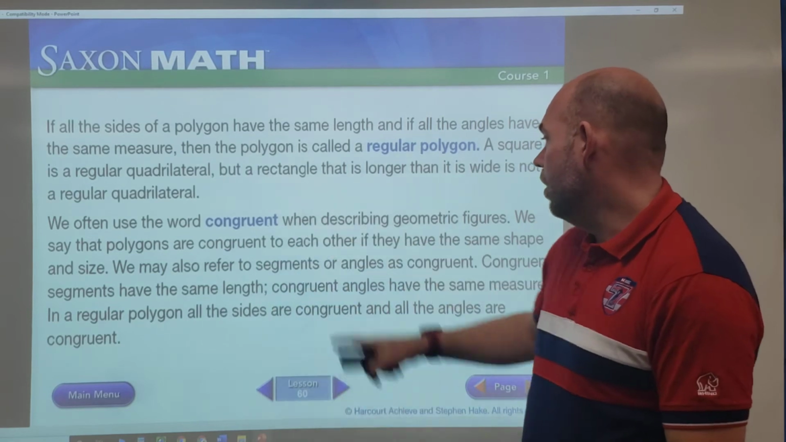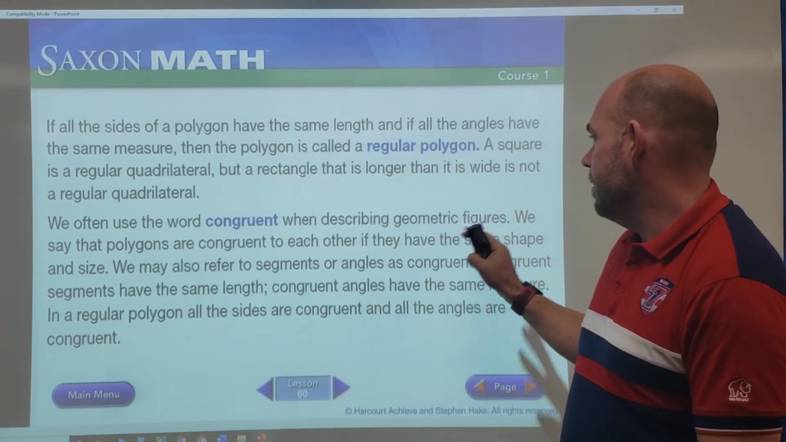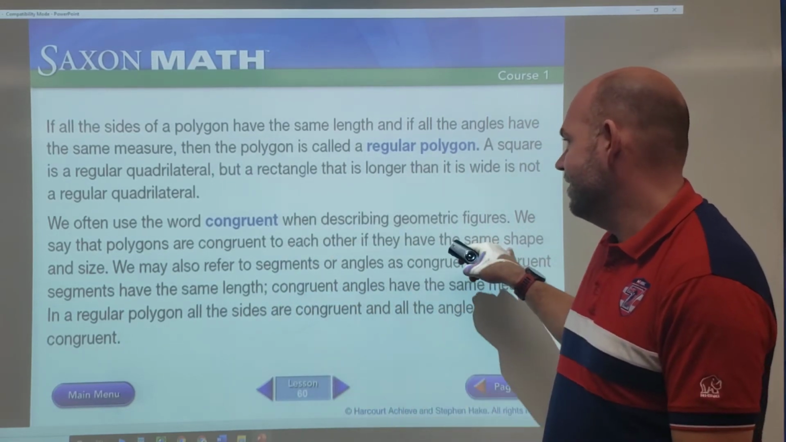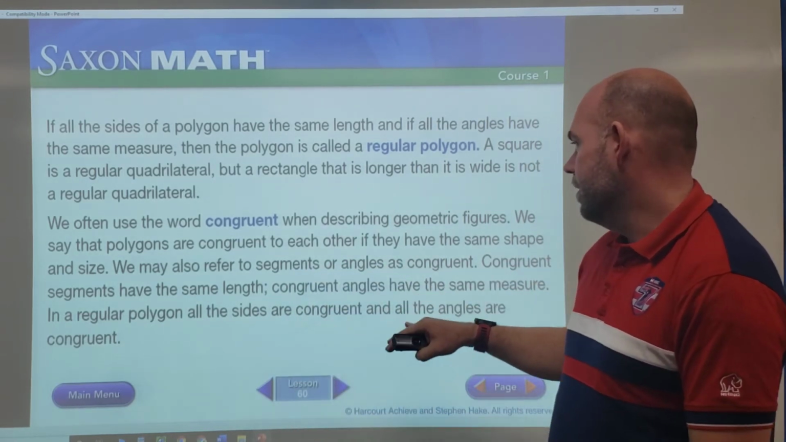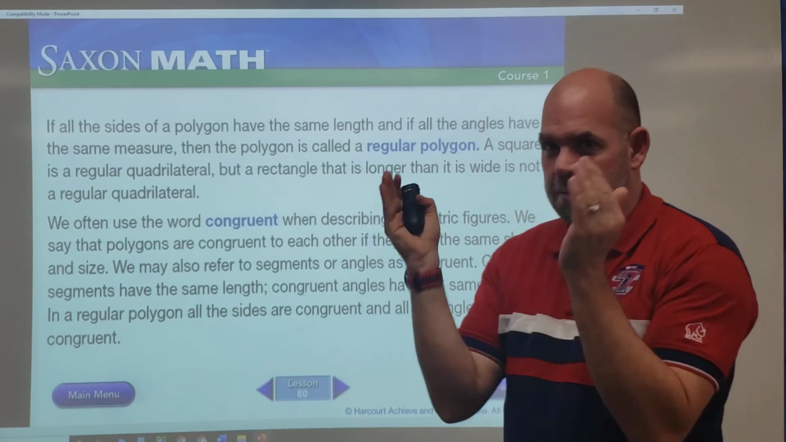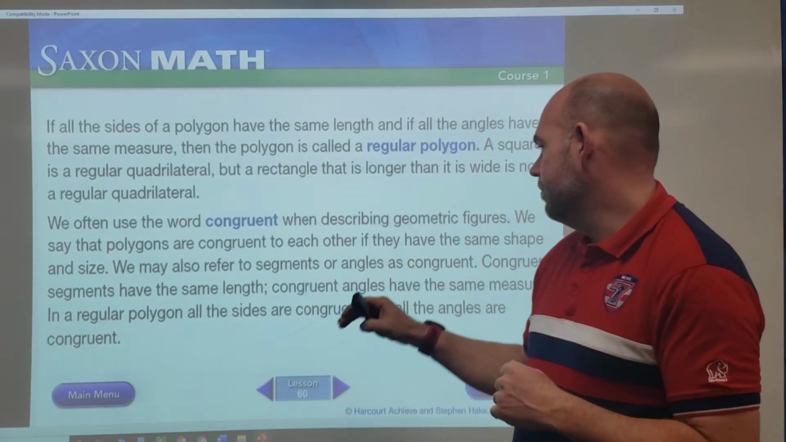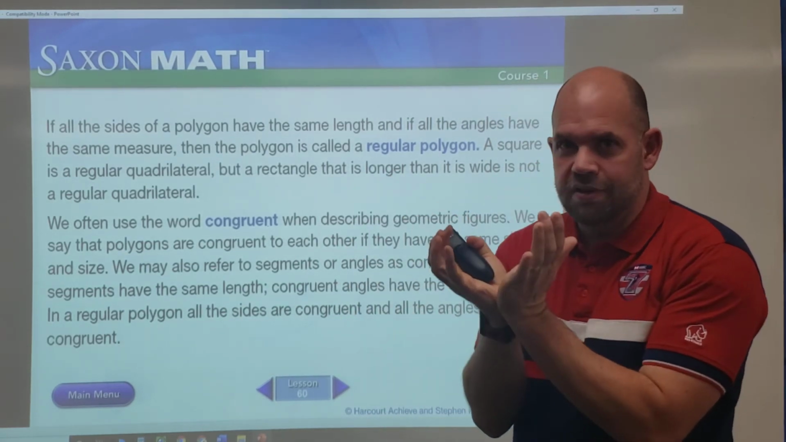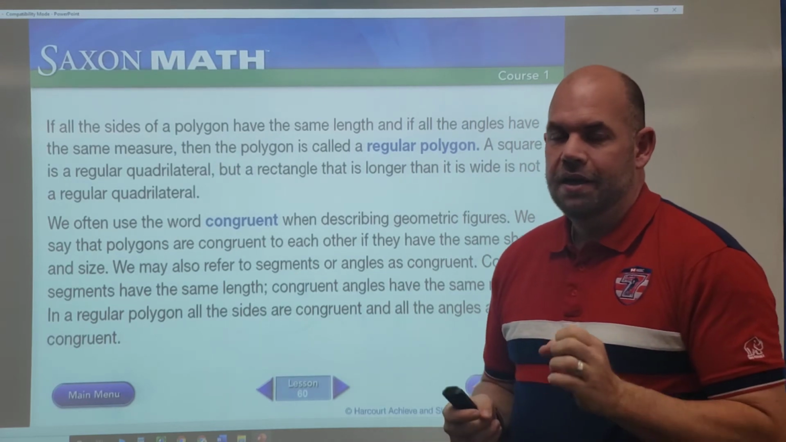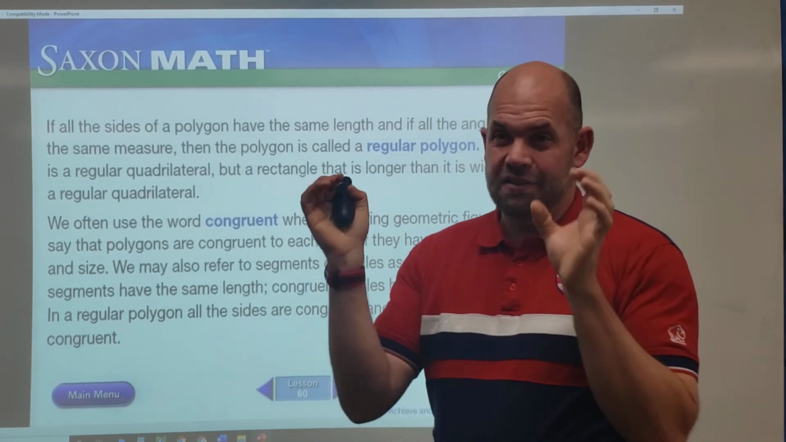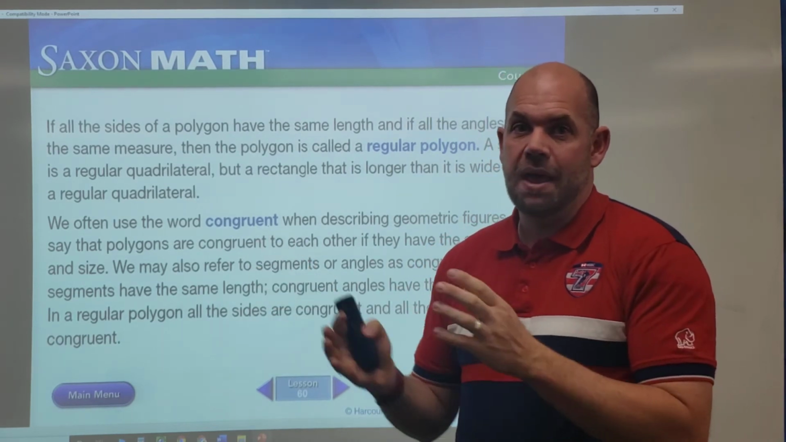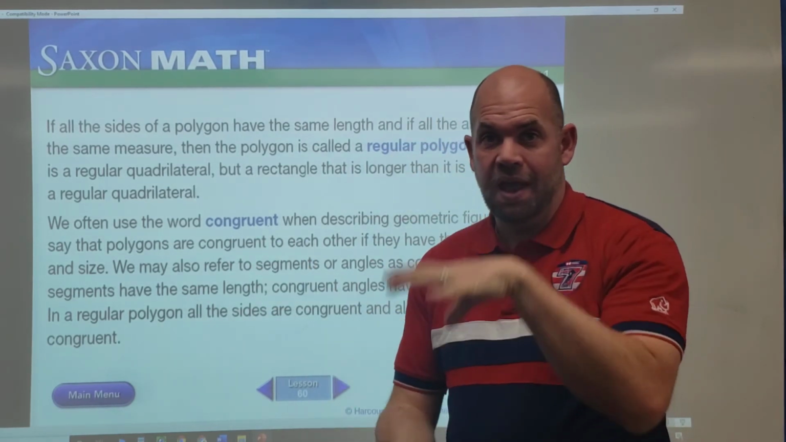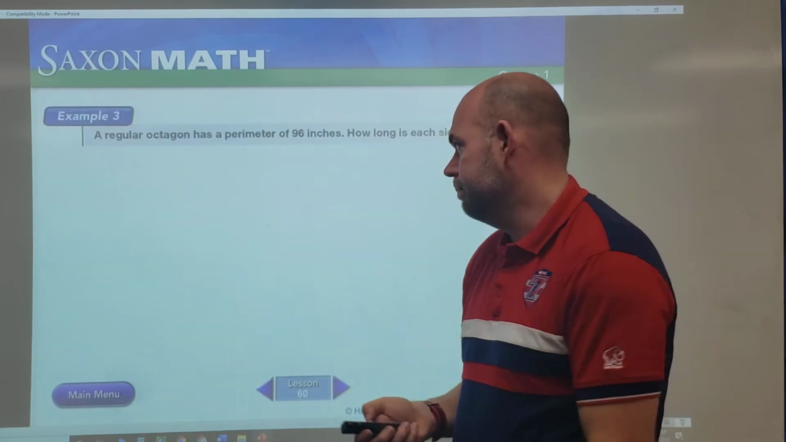We use the word congruent to describe geometric figures that have the same shape and size. So if the segments are congruent, that just means they're the same length, right? If the angles are congruent, it just means the angles are the same. And so congruent will either mean it's 2 shapes that look exactly the same, or ones that have the same angles. One might be bigger, it might have different lengths, but the angles are all the same, okay?